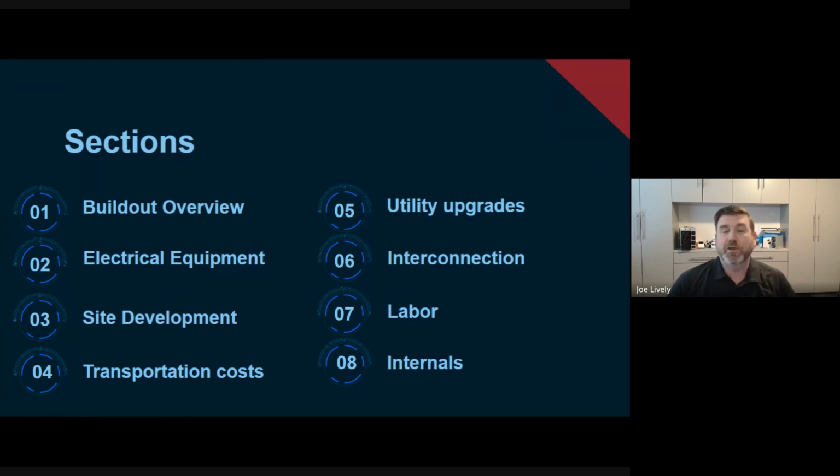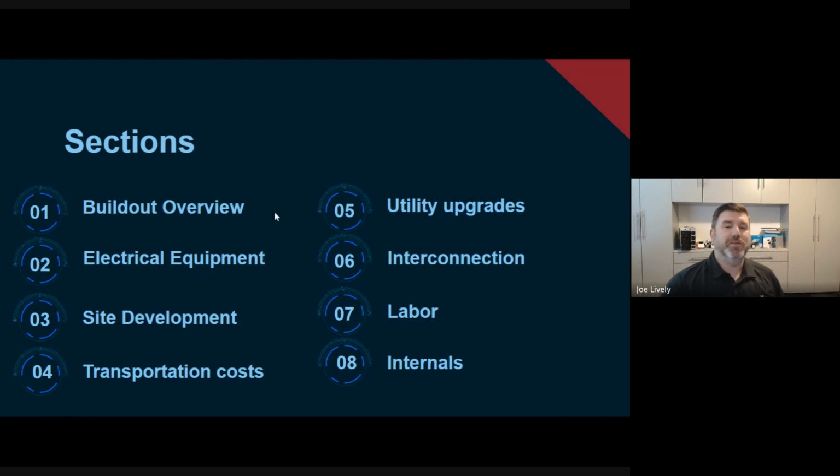What's the best structure and what might work. And we're going to go into electrical equipment, site development itself, transportation costs, shipping, those types of things. Talk about what we might need to do with our utilities or power companies in order to actually get the power to us. A little bit about interconnection and what those costs look like. We'll talk about labor and what actually goes inside of these containers as part of that process.